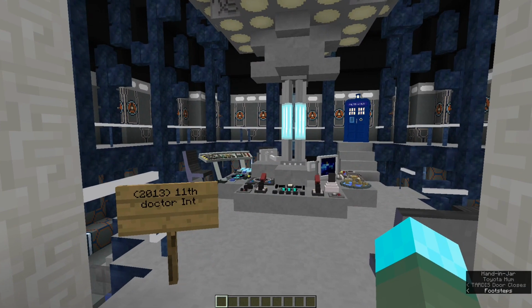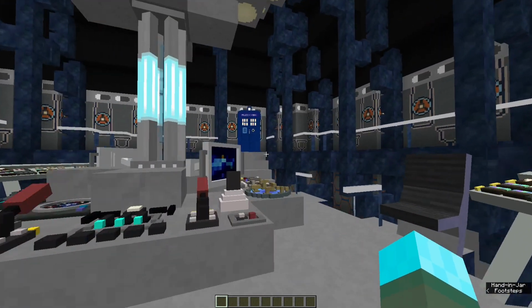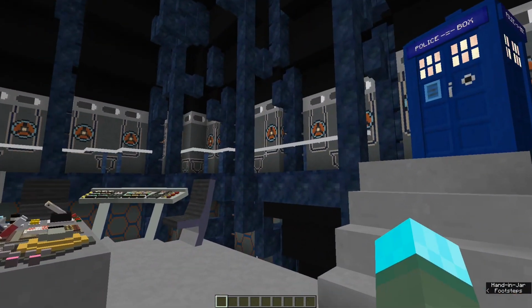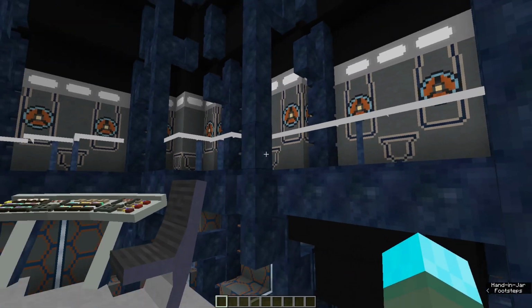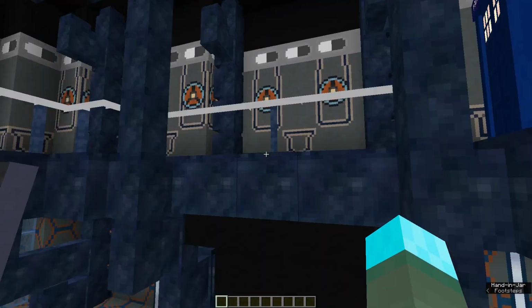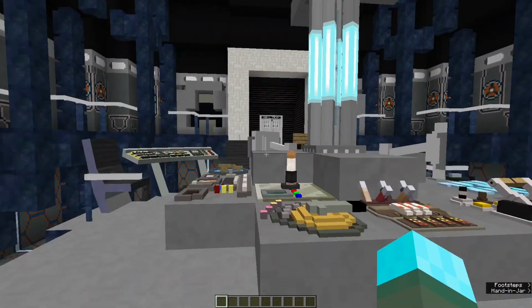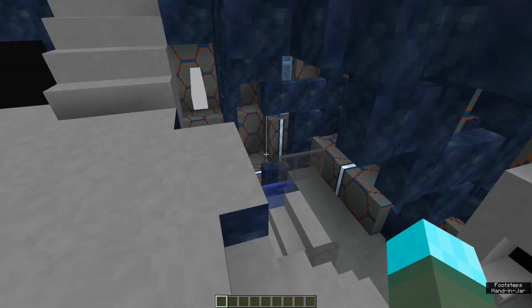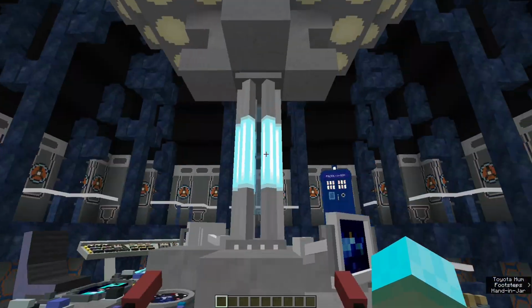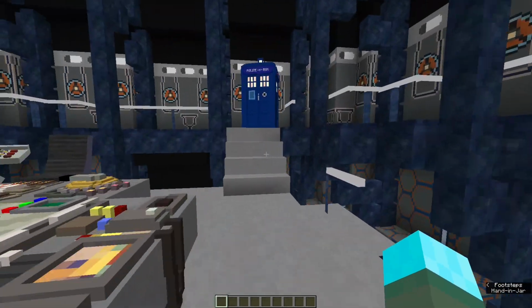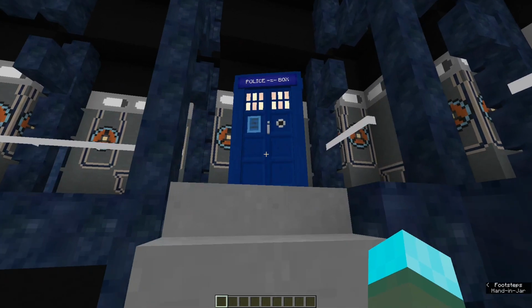This is the 2013 11th Doctor interior. Again, it doesn't have all of the whatchamacallits, the bookshelves and all of the research things as seen before. Also, the center is blue, not orange.